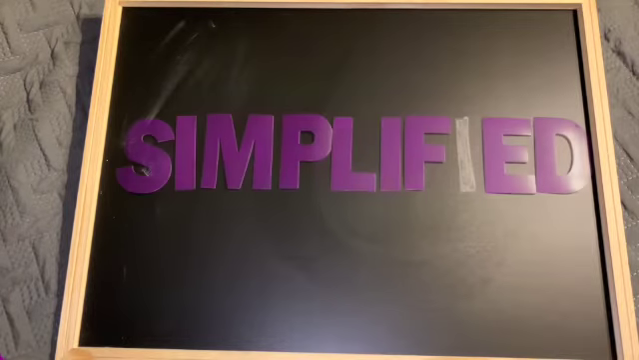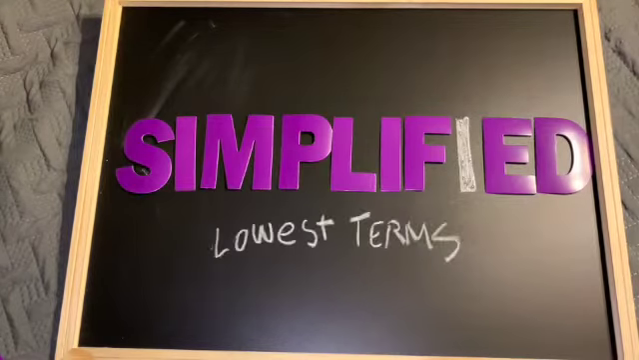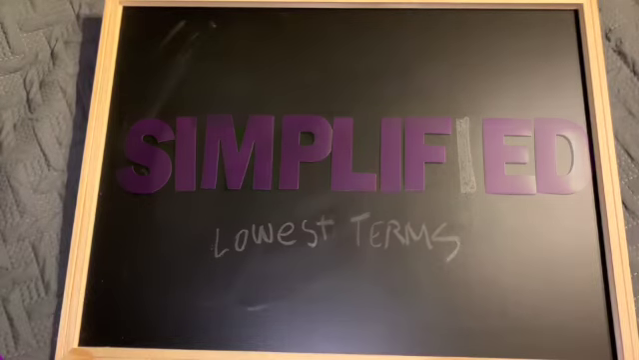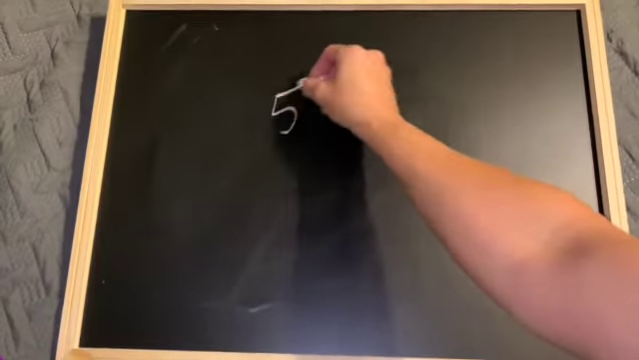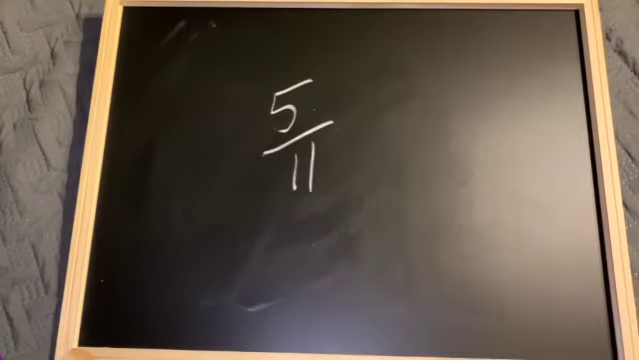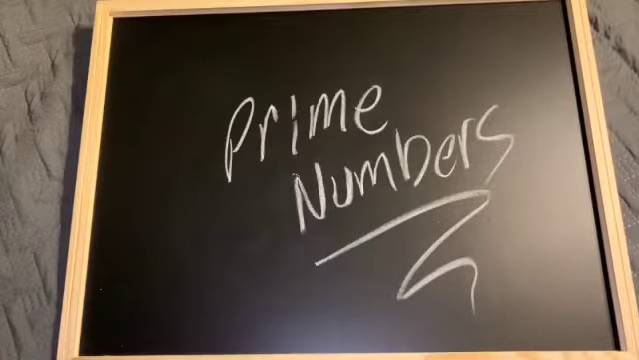A fraction is said to be simplified or written in lowest terms when the numerator and denominator have no factors in common other than 1. For example, the fraction 5/11 is already in lowest terms because there's no common factors other than 1. To help us simplify fractions, we write the numerator and denominator as products of prime numbers.